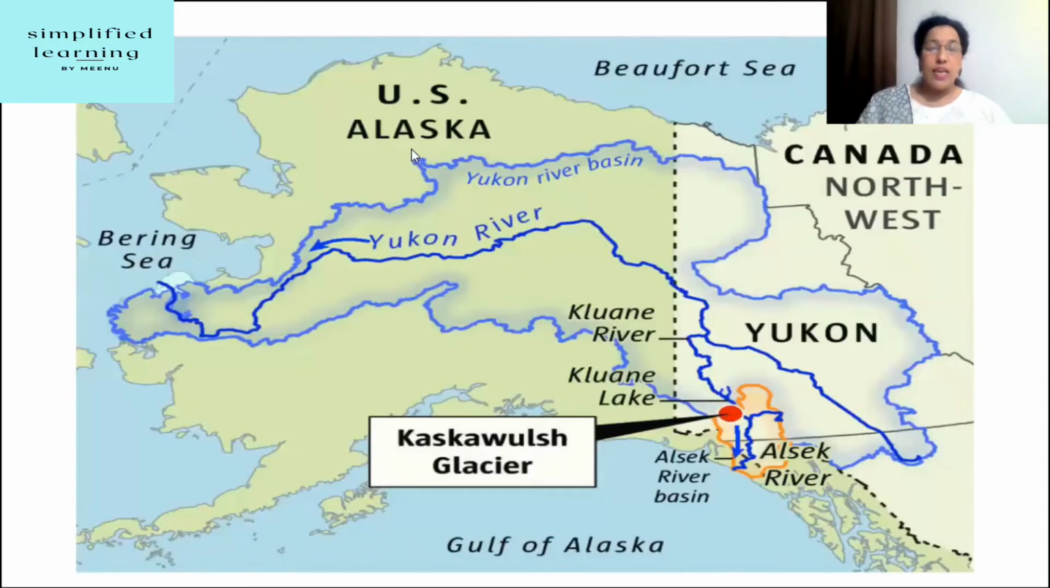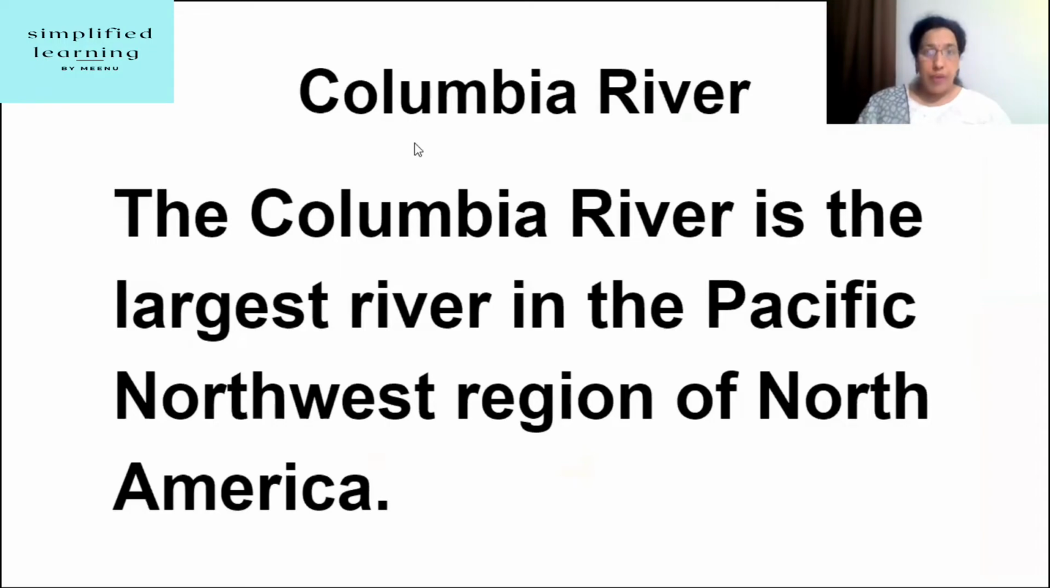Let's have a look. You can easily understand from here. This is the Bering Sea, remember, right in the northwest. This is Alaska and this is the Yukon Territory. This is the Yukon River Basin. So the Yukon River flows and drains into the Bering Sea, northwest. Clear? Next is the Columbia River.